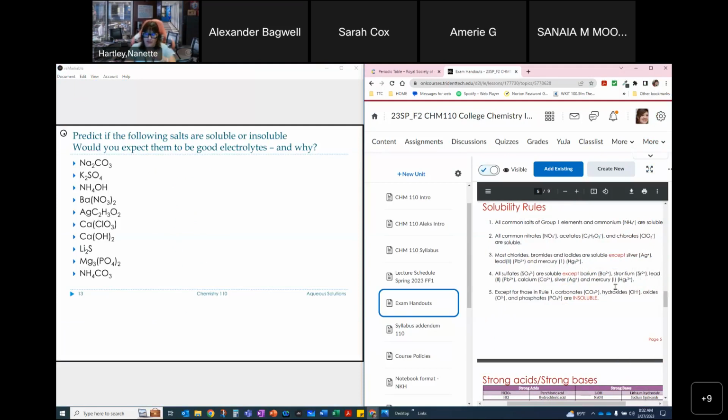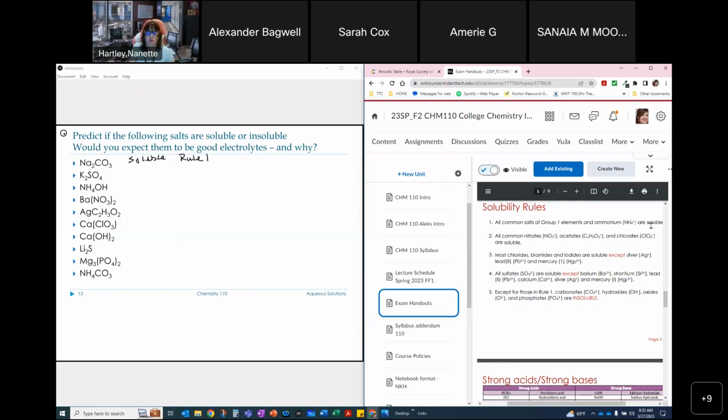So I am looking here at my solubility rules, from the exam handouts that you'll have on the test. So again, this is page 5 of the exam handouts, and you'll see it says solubility rules, so hopefully we can find that. And I'm looking at sodium carbonate. All common salts of group 1 elements and ammonium are soluble. Well, group 1 is the alkali metals. Na is an alkali metal, so this is soluble. And this is rule 1 that says that.